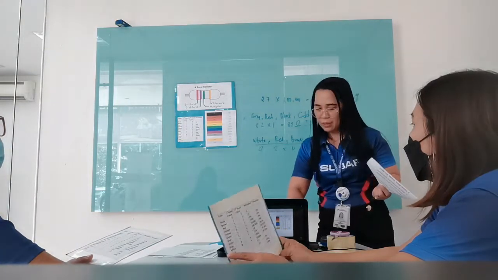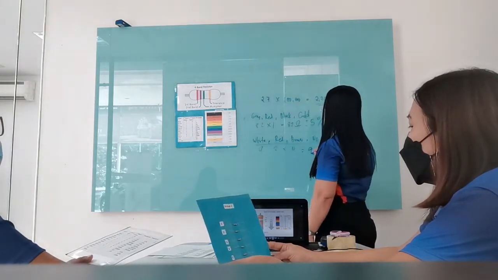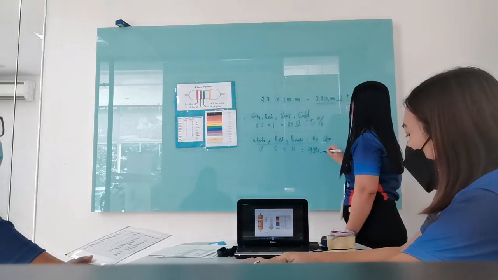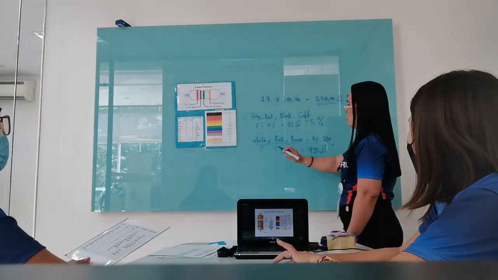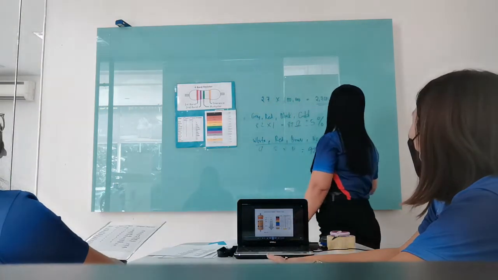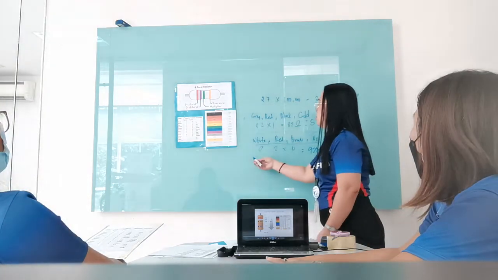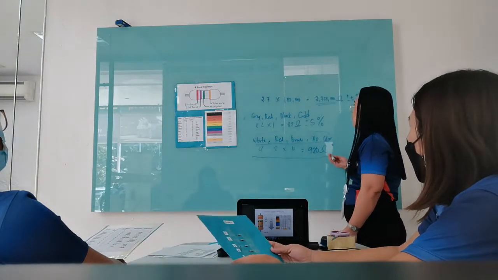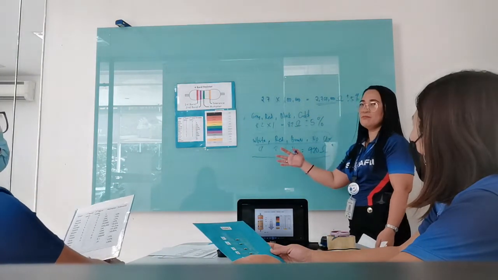92 times 10, 920. Okay, so this is 920 plus, and since there is no color, there is no tolerance value if it says no color. Alright, so does everyone understand how to get the resistance value using the color coding?